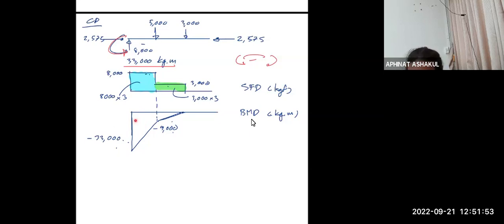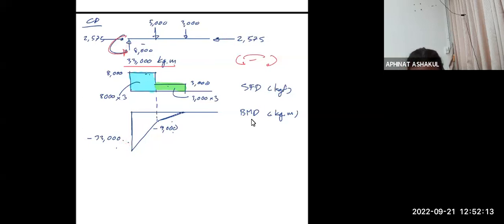Don't think that, okay, I used to draw shear force and bending moment diagrams for simple beams and it looked like that. Not anymore. Here at C, you don't have the typical pin or roller. You have a rigid joint at C. That's why you have moment.